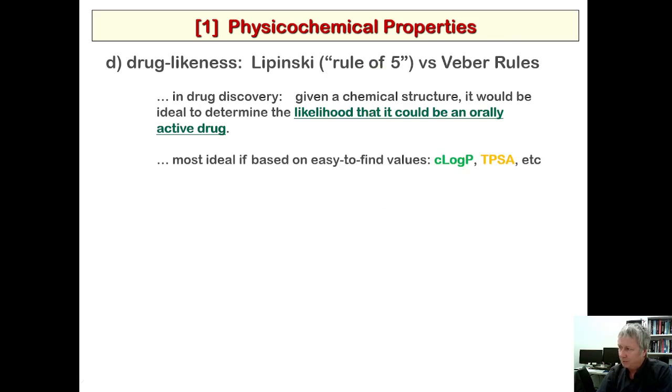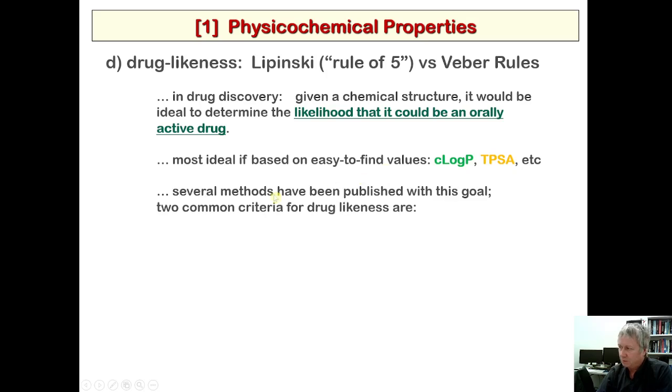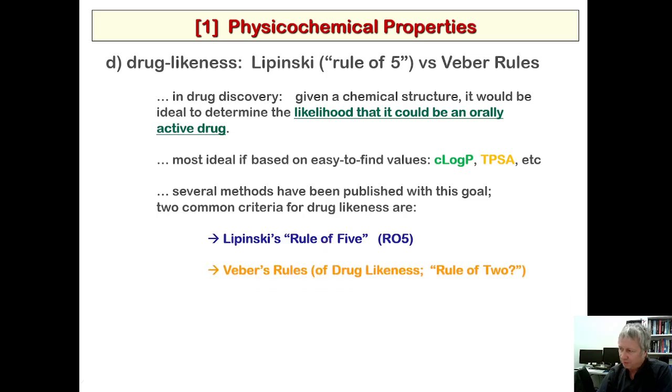And it would be really ideal if you could do this using easy to find values like C log P, which is easily calculated, TPSA, right? These are numbers that we can quickly determine and not need an experiment. So there's a couple methods. Two of the common criteria are, as you see above, Lipinski and Weber. So Lipinski rule of 5, we'll go through that one in a second, and then the Weber rules of drug likeness, which is almost like the rule of 2. It's like there's fewer parameters. You'll see those in a second too.